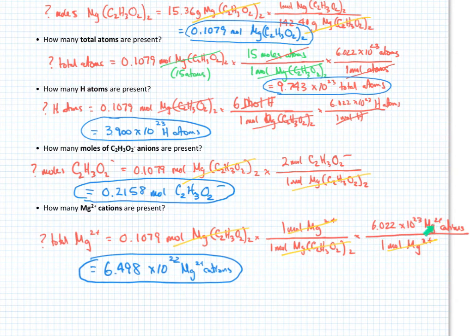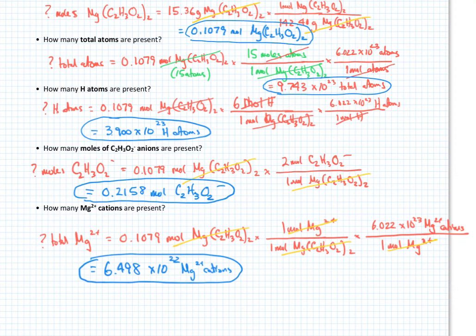Remember, this quantity is like a dozen. I can have a dozen cats, a dozen chickens, a dozen horses. I'm doing animals right now, a dozen eggs. We can have 6.022 times 10 to the 23rd magnesium ions, hydrogen atoms, total atoms, molecules. They're all grouped together, but whenever we have mole as our last factor, we can use Avogadro's number to find out the total number of them.